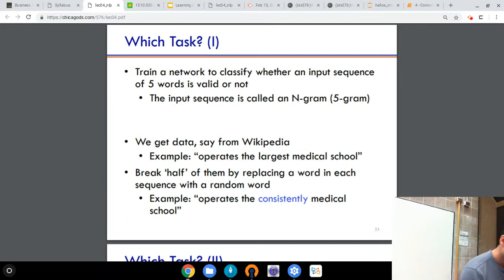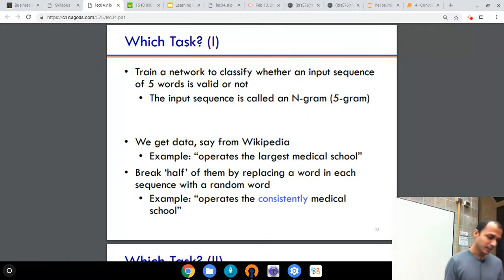I'm going to train a model, it doesn't have to be a network, to classify whether an input sequence of 5 words is valid or not. I have a corpus of words and I want to get word representations. I can look at the corpus and at all successive sequences of 5 words. If a sequence appeared in my corpus, it's valid, so +1 score. And if I arbitrarily change a word in that sequence, then it's not a valid sequence.